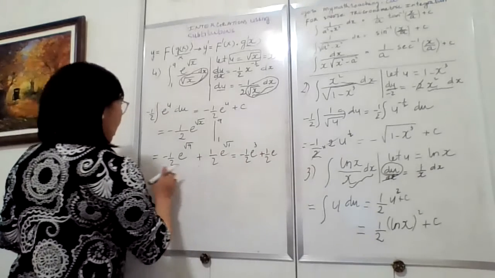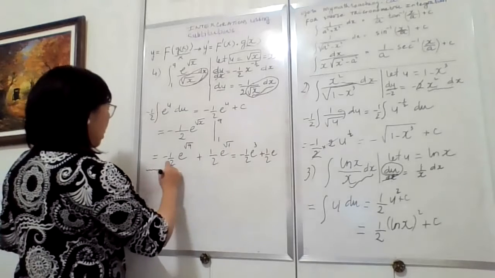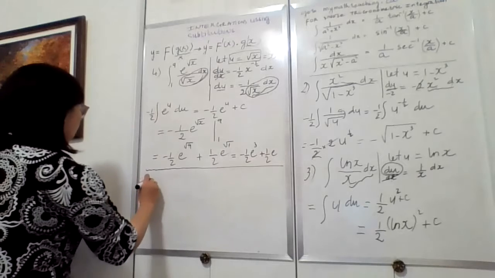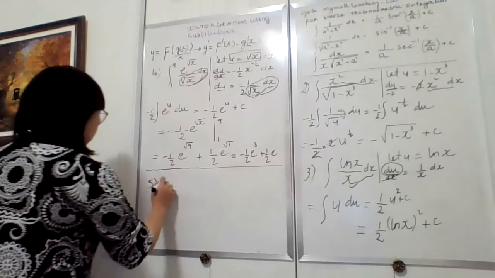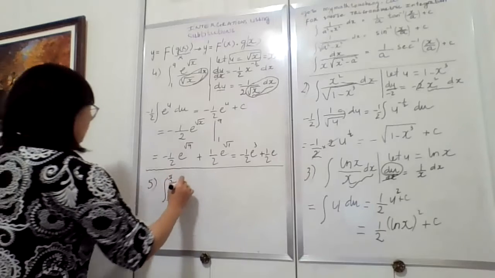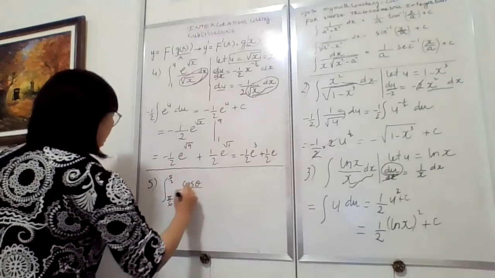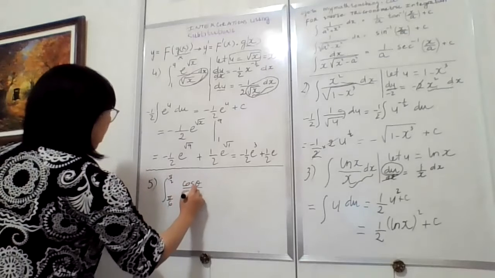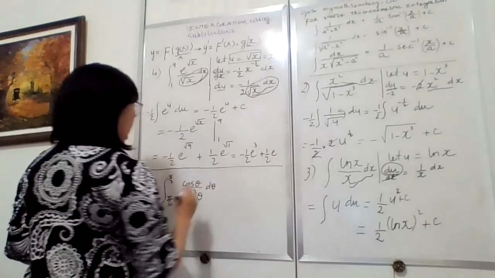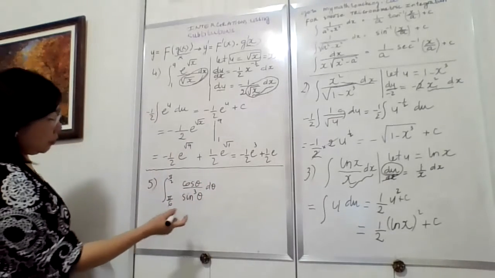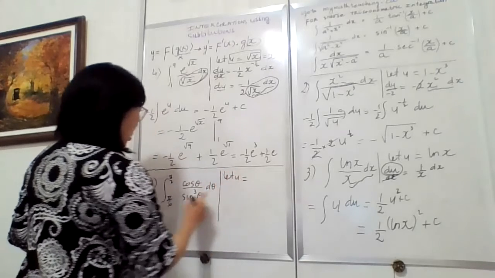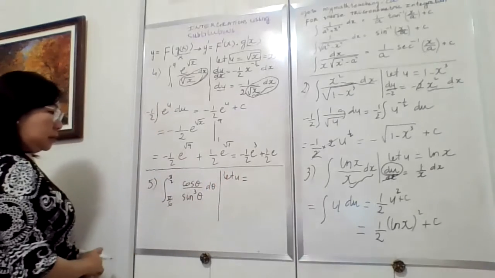Okay, so now I'm going to go to the next question, which is question 5. Question 5, let's say I have to integrate from pi over 6 to pi over 2, cos of theta over sine to power 3 theta, d theta. So again, I'm going to say let u equal the complicated one here.